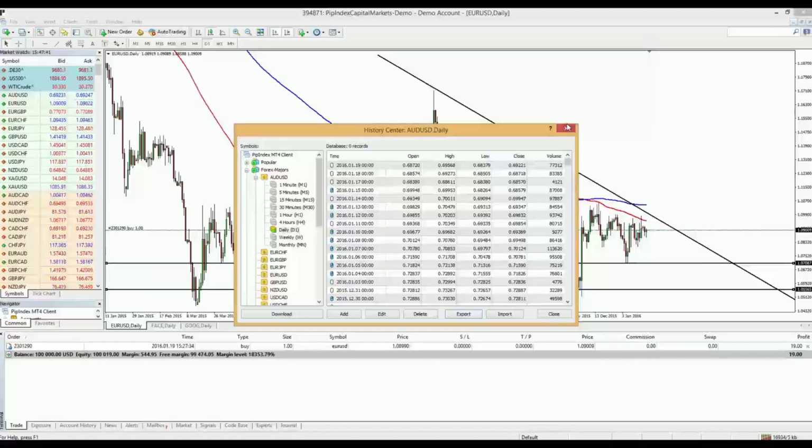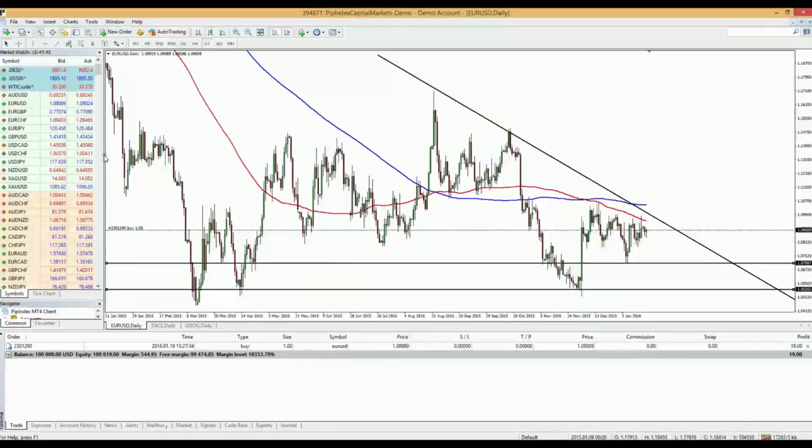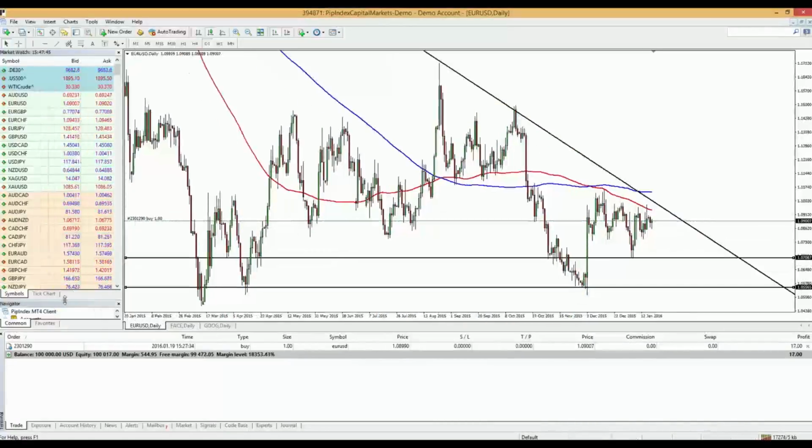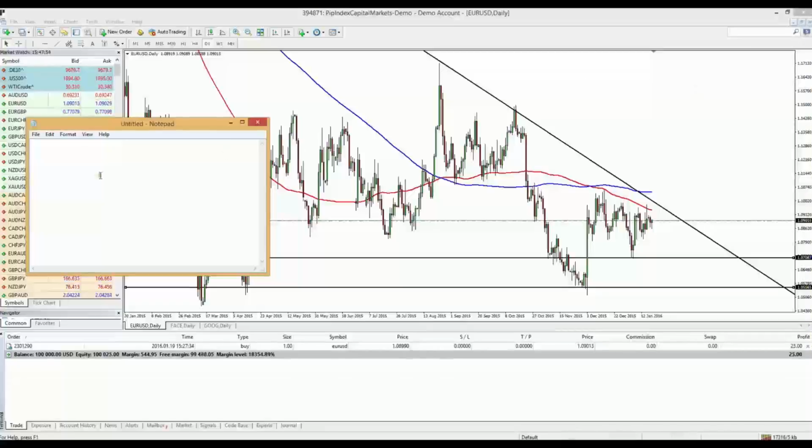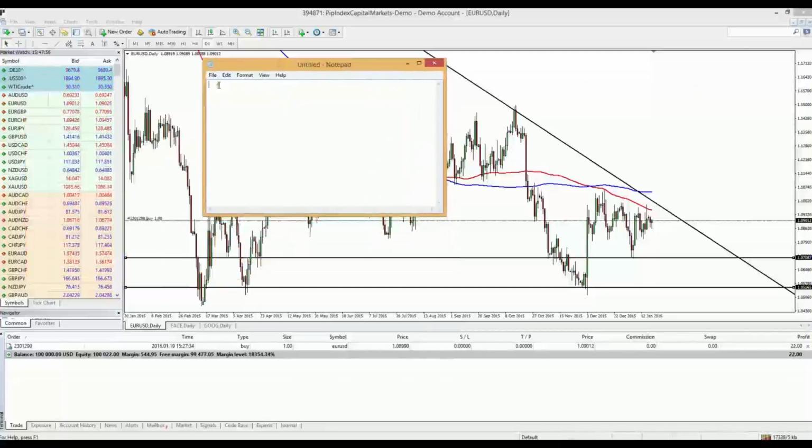Now, another thing we also need to be aware of, guys, is in the market watch list, and I want you guys to be very clear on this. This is one of the parts of being a retail trader you have to be comfortable with. And I'm going to bring up my notepad again. So let's just bring up this notepad.